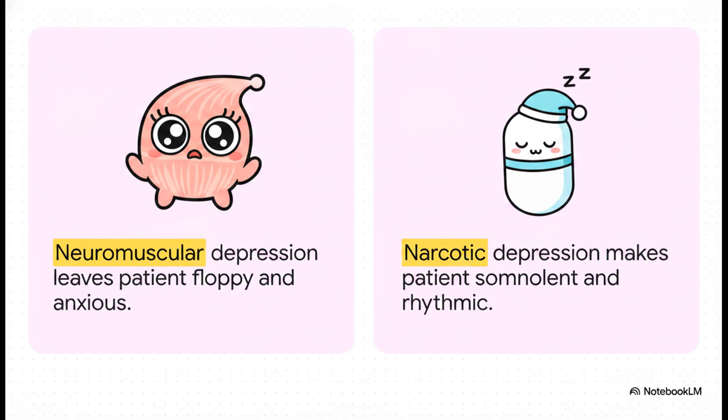Visually contrasting the two main causes is pretty vital here. Neuromuscular depression leaves the patient floppy, anxious, alert, and basically suffocating with these uncoordinated rocking boat-type respirations. Conversely, narcotic depression makes the patient somnolent. They display slow, rhythmic breathing and are completely unconcerned about their hypoventilation.